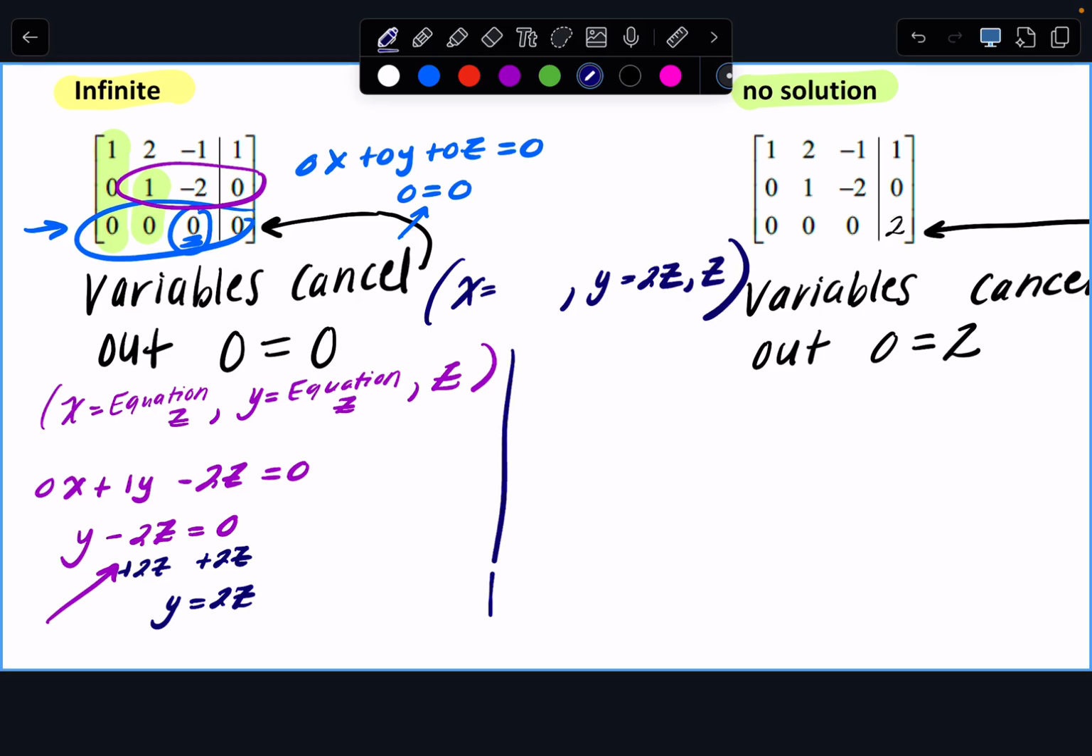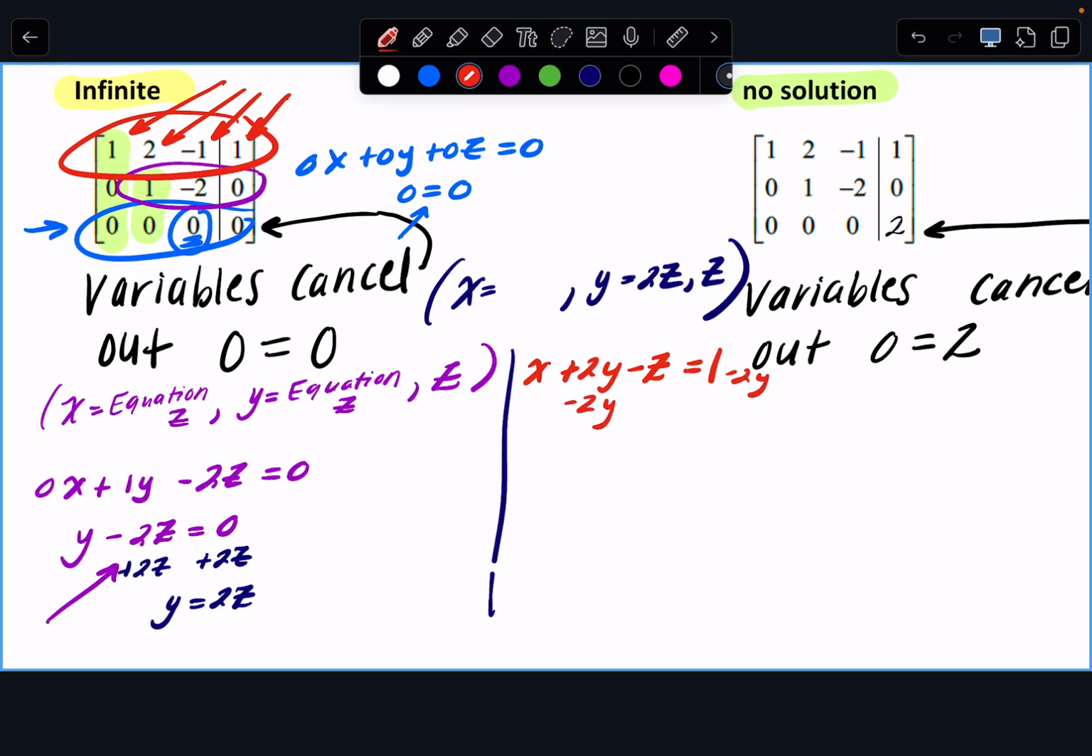So we're almost finished. We now go to the top equation and write down what that is. x plus 2y minus z equals 1. x plus 2y minus z equals 1. Do you guys see why I wrote that? Now get x by itself. So subtract 2y, add z. So x is equal to 1 minus 2y plus z.